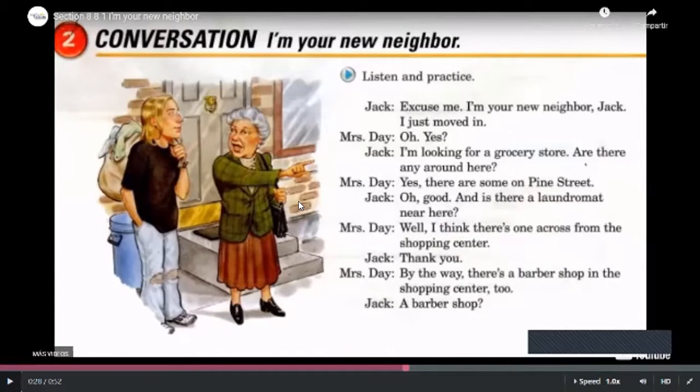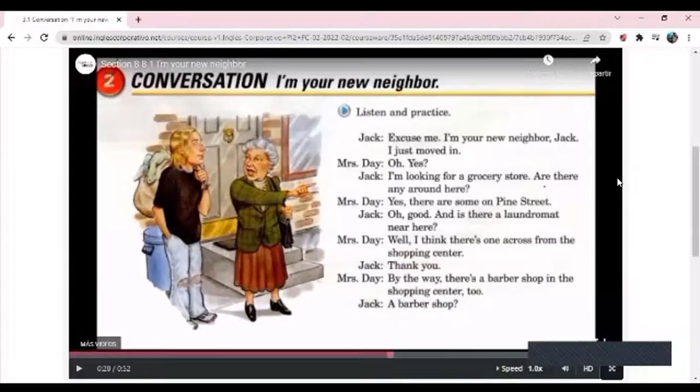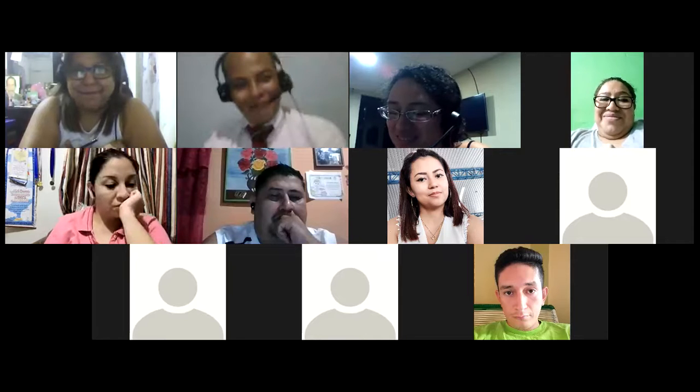Are there any around here? There are some on Pine Street. Oh, good. And is there a laundromat near here? Well, I think there is one across from the shopping center. Thank you. By the way, there is a barber shop in the shopping center too. A barber shop? What do you mean? Do I need to go to the barber shop?